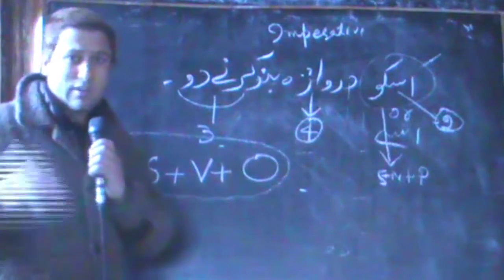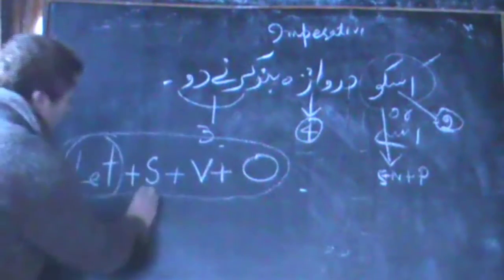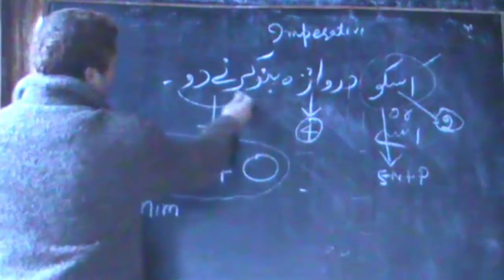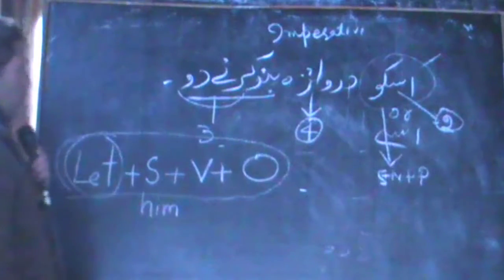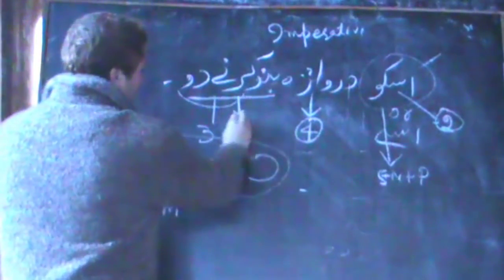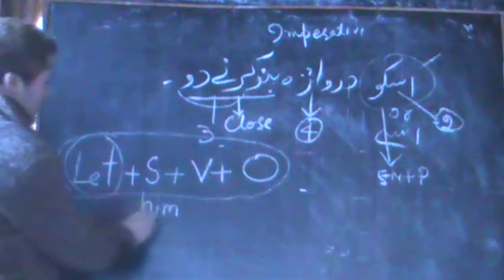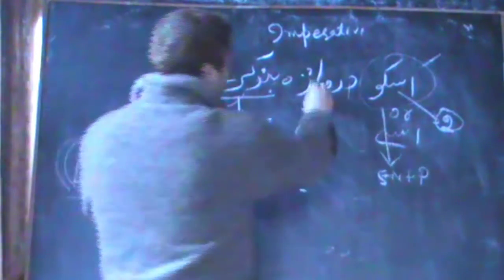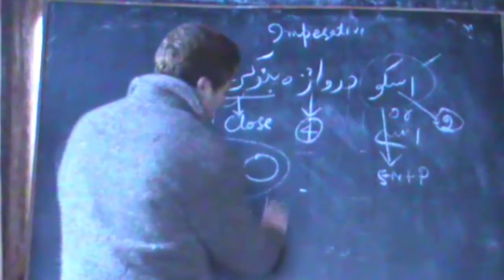So can you translate it? Yes, of course, it's easy now. Let him. Then there is the verb, band. In English we know this is close. The verb is close. Let him close. And what's the object? Let him close the door. Let him close the door. Very good.